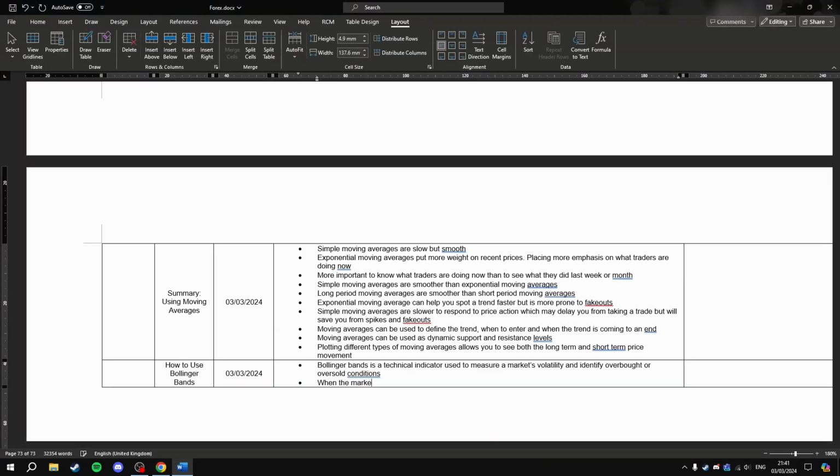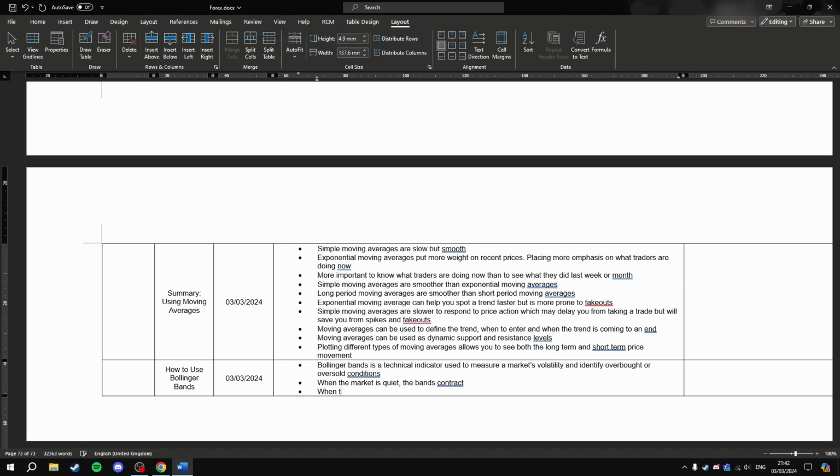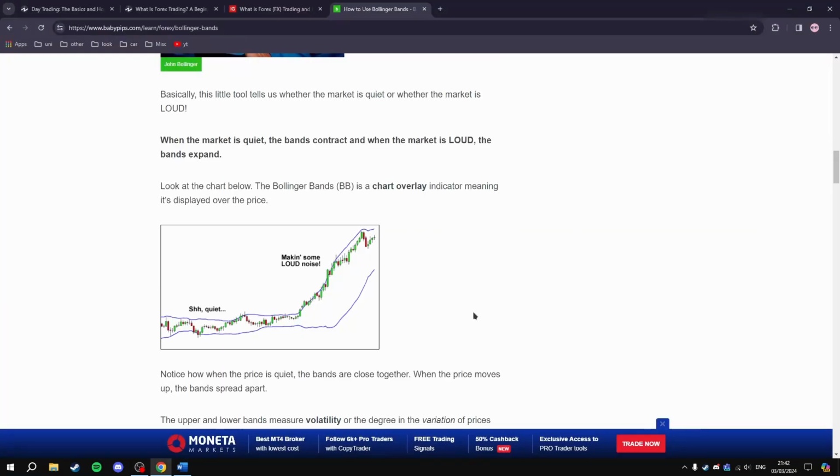When the market is quiet, the bands contract. When the market is loud, the bands expand.